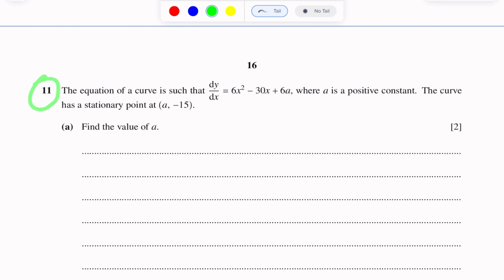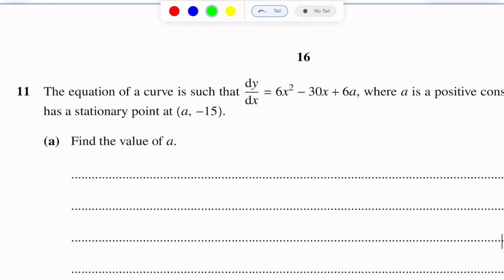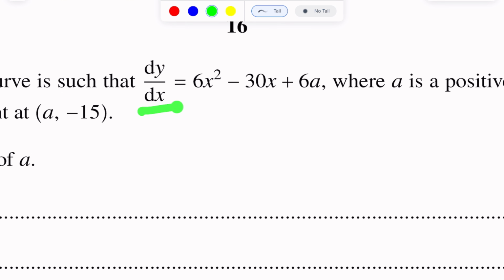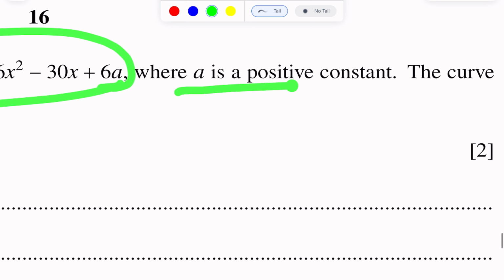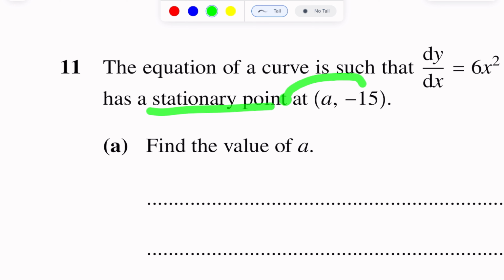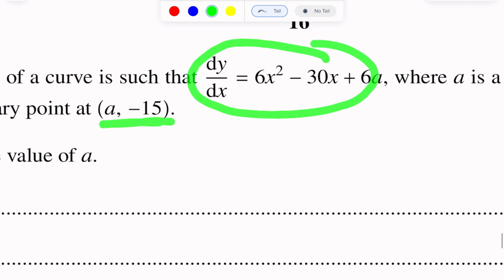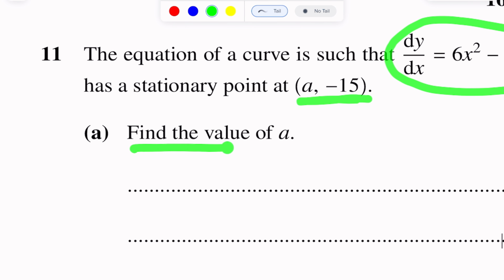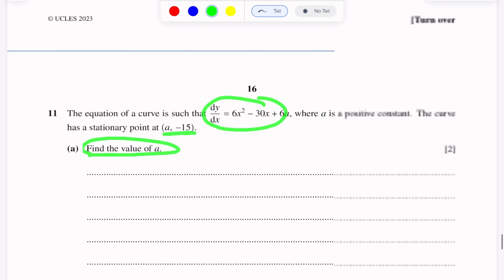Question 11. This question is of differentiation. The equation of the curve is such that dy over dx is equal to 6x square minus 30x plus 6a, where a is a positive constant. The curve has a stationary point at a, minus 15. This is the stationary point on the curve, and this is the gradient expression. Find the value of a.